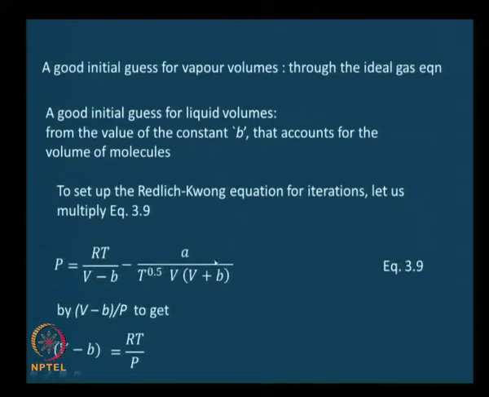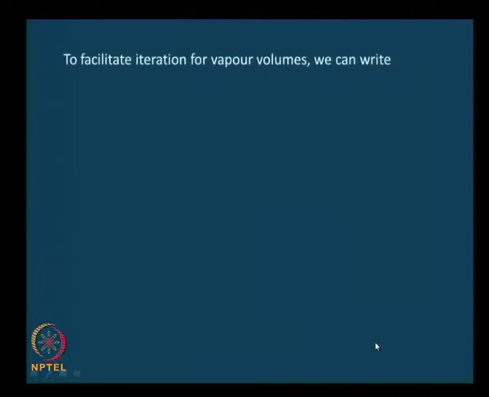and here again we need to multiply by V minus B by P, which would result in a minus of A into V minus B divided by T power 0.5, square root of T, into P into V into V plus B. And therefore, we can transpose this equation and also write it in terms of n plus 1 and n, which will be suitable for iterations.